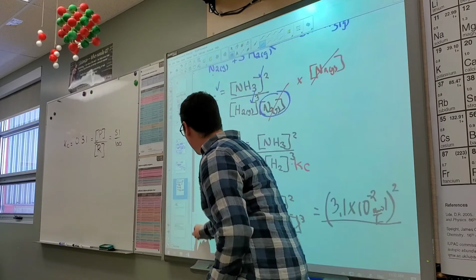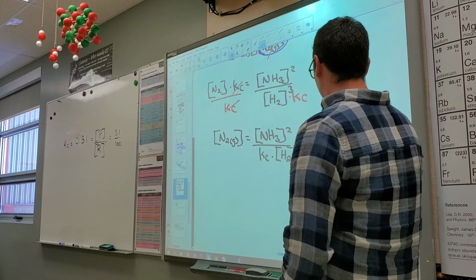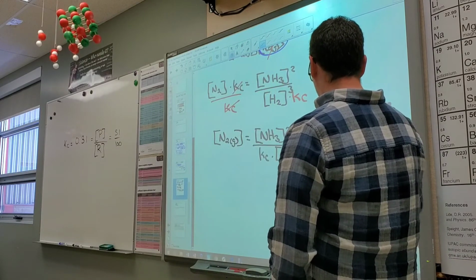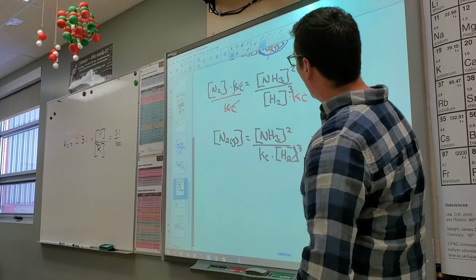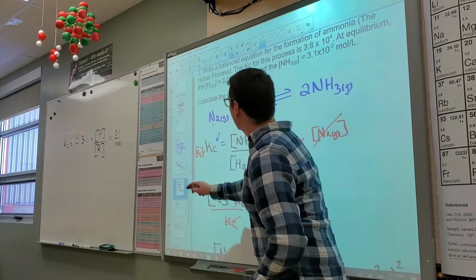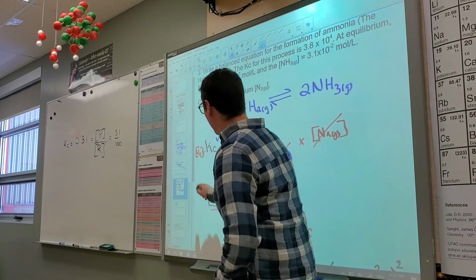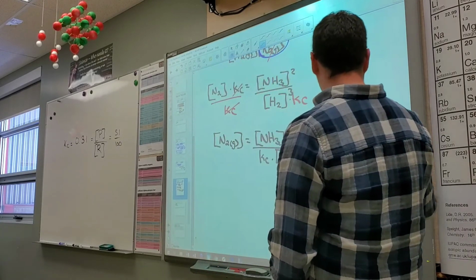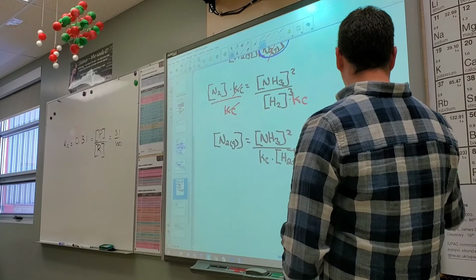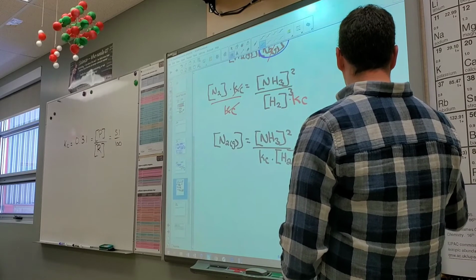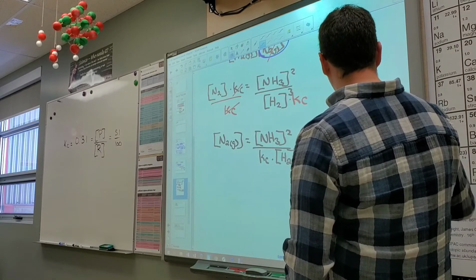Holy guacamole. 3.8 times 10 to the 4. And that's also being divided by the hydrogen concentration, which is 3.1 times 10 to the negative 3. But it's being cubed, moles per liter.